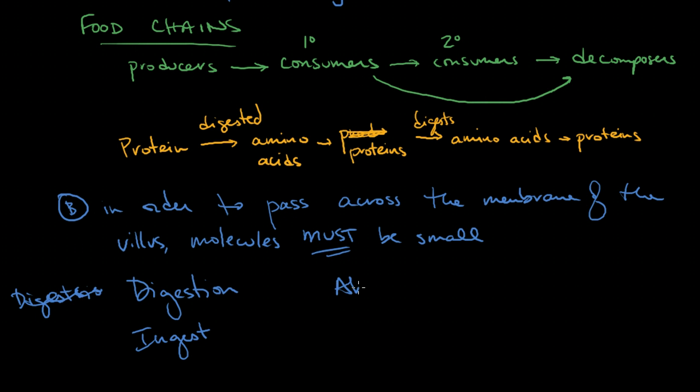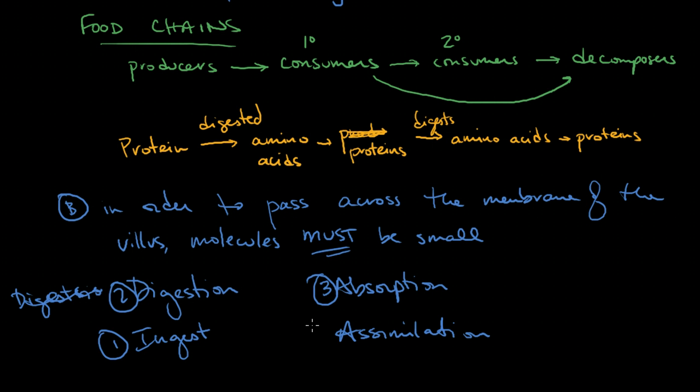We've got absorption as another term, and assimilation. Ingestion happens first, then digestion, then absorption across the villus. Once those small molecules make it into your bloodstream and around your body, the cells put them together in the way they need to. That's assimilation.